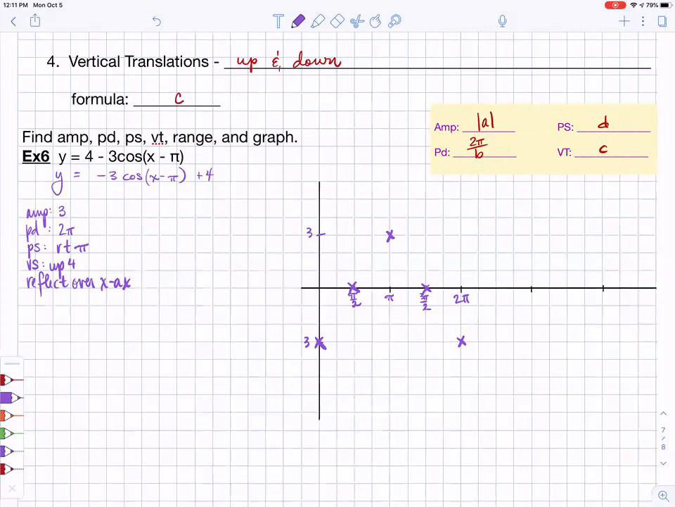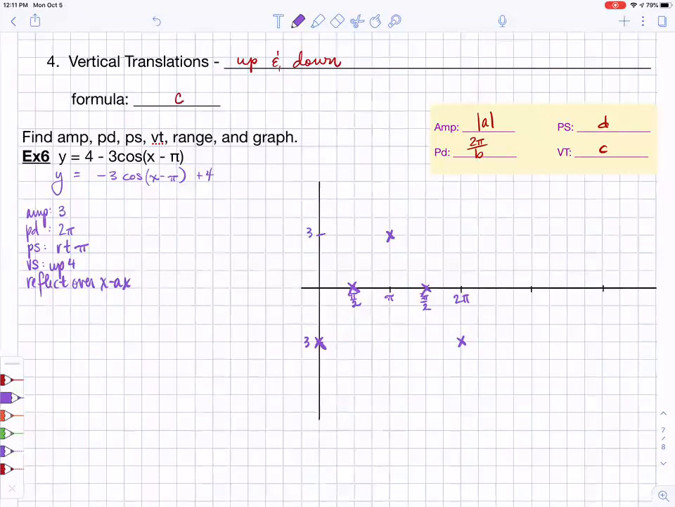How many blocks is that for me? I think it's 4. 4 blocks to the right. Okay, so I need to take everything 4 blocks to the right. Oh, but wait. Not only do I need to take everything 4 blocks to the right, I also have a vertical translation. And how am I translating vertically? Up 4. So let's take everything to the right 4 blocks and up 4 blocks.